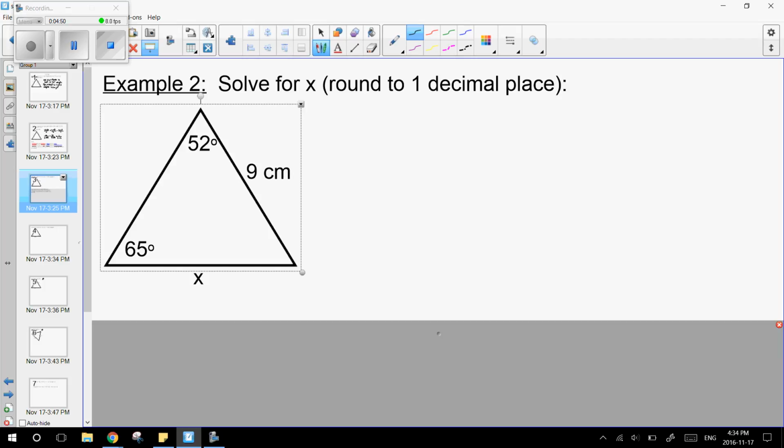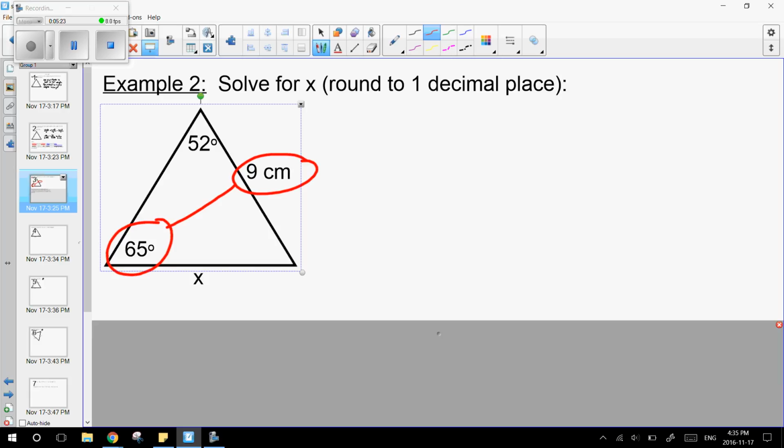Example number 2, we're given a triangle with some measurements and we're asked to solve for x, and we have to round our answer to one decimal place. So looking at our triangle, we want to pick out what opposites we have. Typically, I always look for what is the opposite that we know. So we have this angle known here, this 65, and we also have this 9 centimeters known here. That is an opposite pair, and that's our known opposite pair.